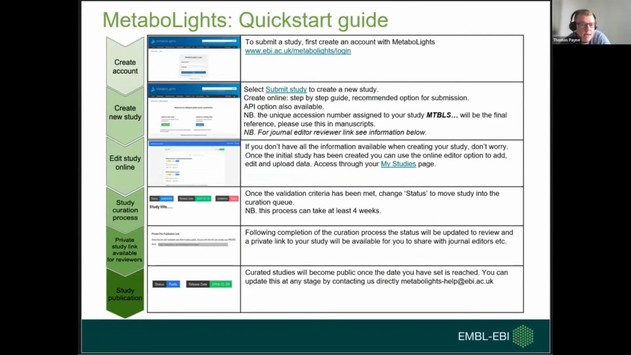On the website, there is a quick start guide to help explain the whole process in more depth. So the first step would be to create an account. The second is to create a new study. You submit a study and get a permanent accession, which can be referenced. You then add, edit, and upload data and metadata. You clear validation and you start curation to finally being in review, where you get a temporary private read-only link for peer review, and finally to a publication.